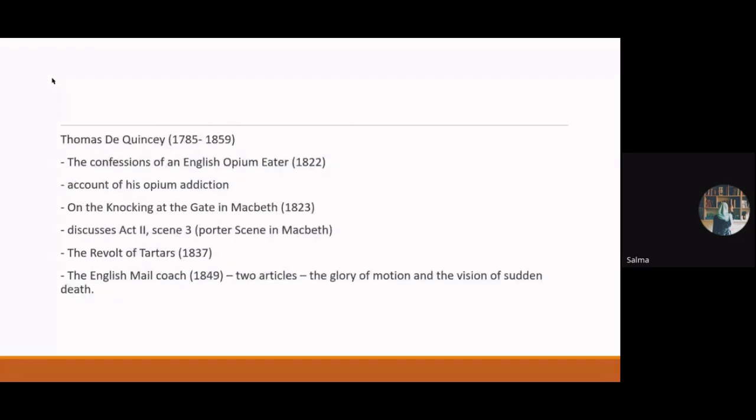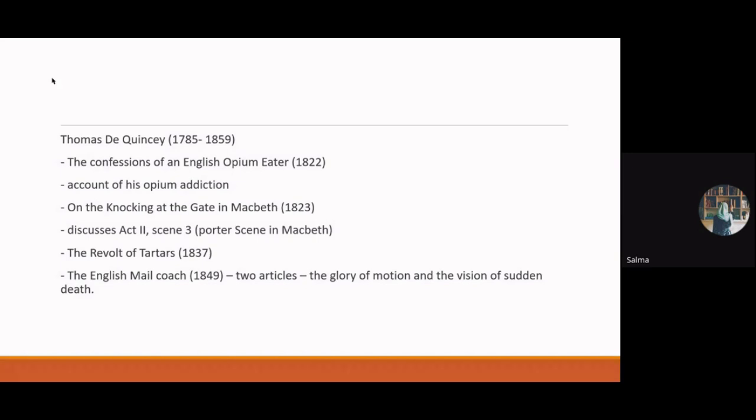And moving to Thomas De Quincey, he has written The Confessions of an English Opium Eater, his account of his opium addiction. And On the Knocking at the Gate in Macbeth, it discusses Act 2, Scene 3, the porter scene in Macbeth. Then he has also written The Revolt of the Tartars and The English Mail Coach.